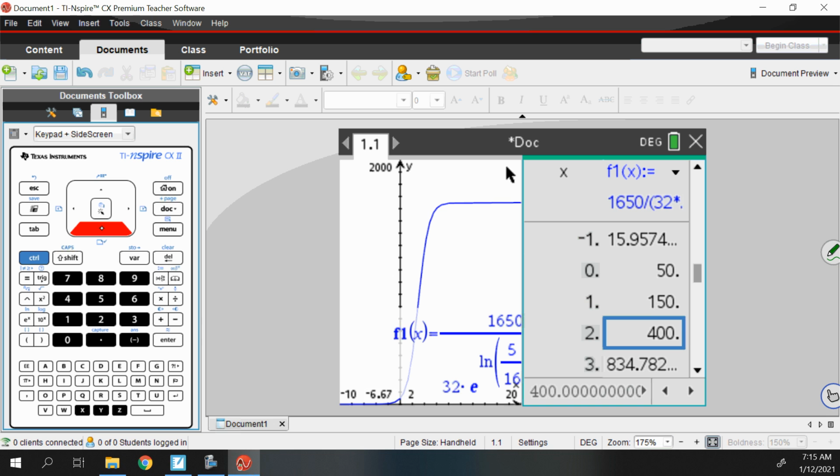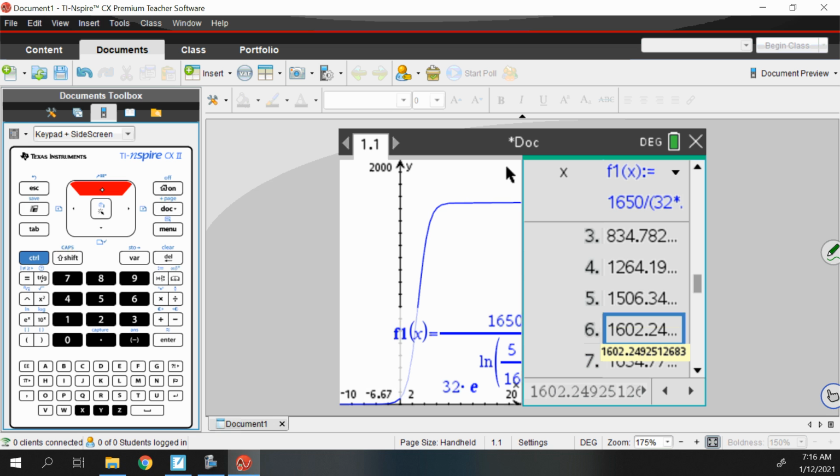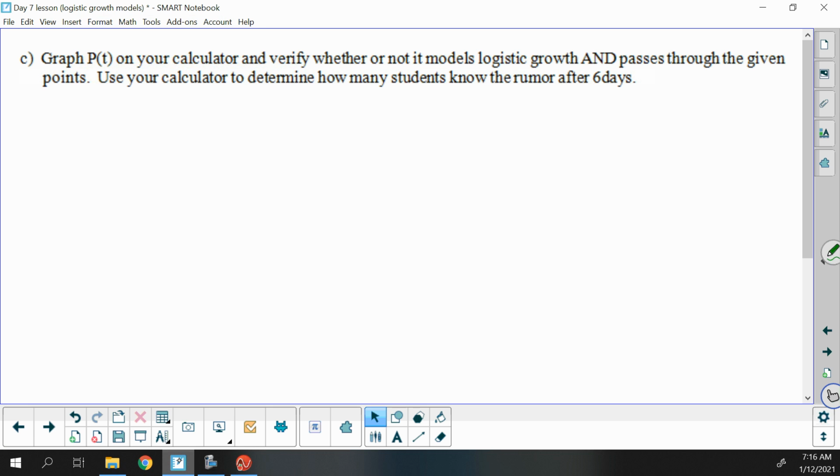So now they wanted to know how many students knew the rumor at 6 days. Well, we can just look at our T-chart here. And at 6 days, we have, to the nearest student, 1,602 students. So we'd have P of 6 equals 1,602 students.